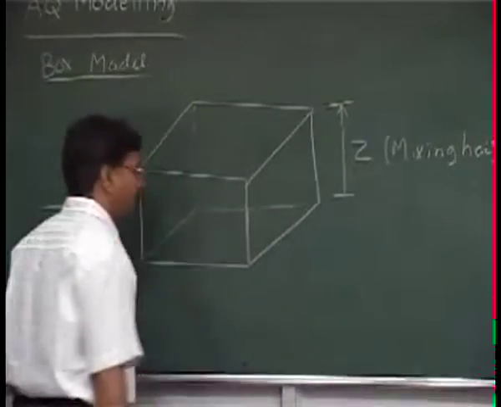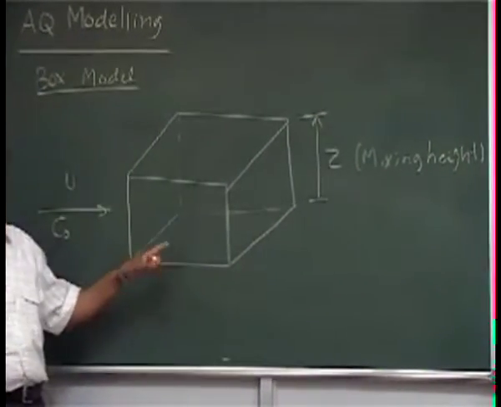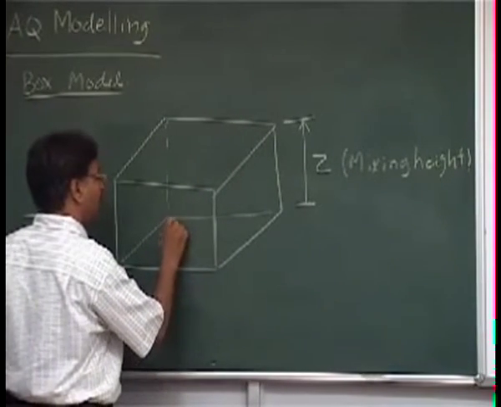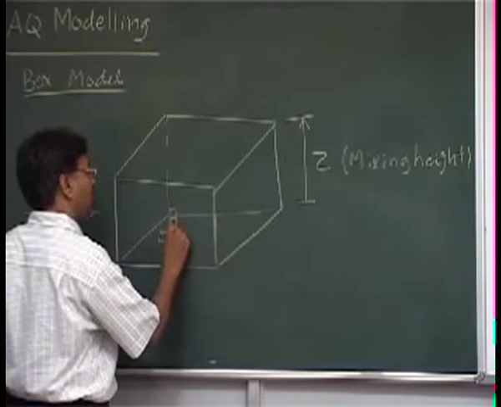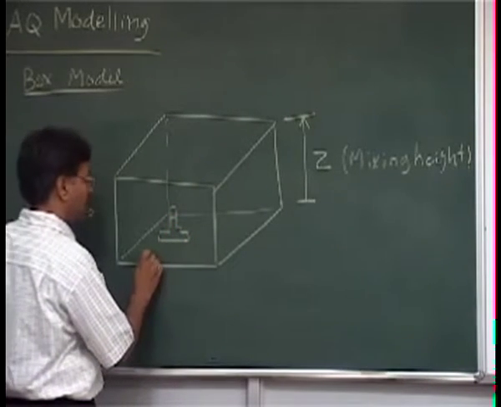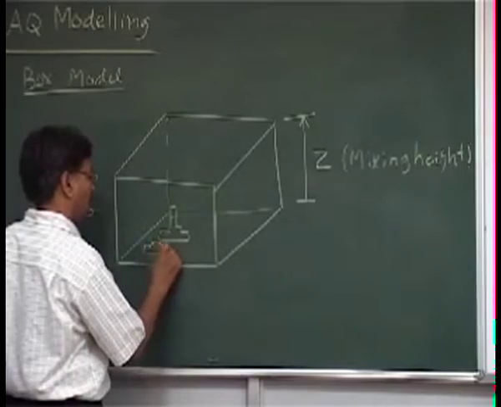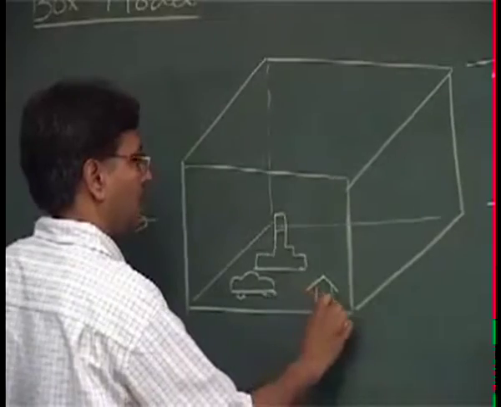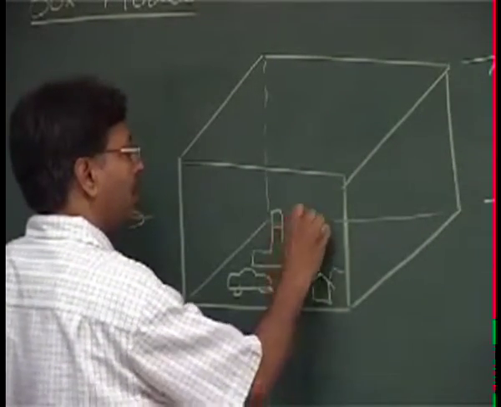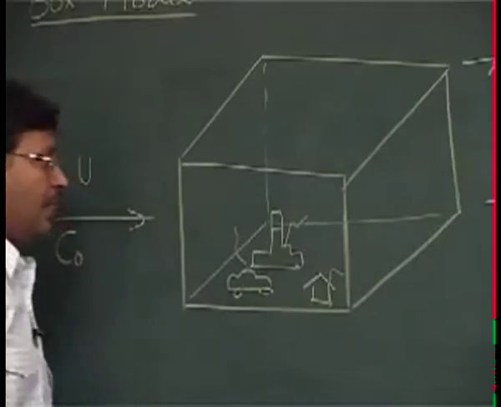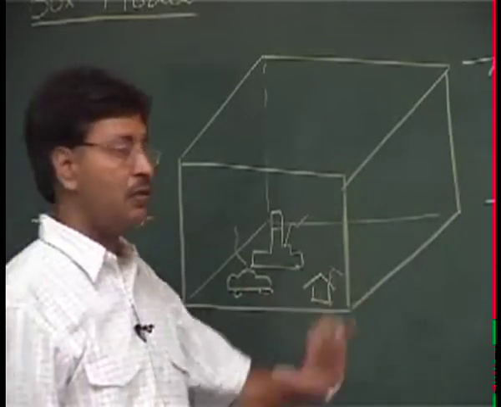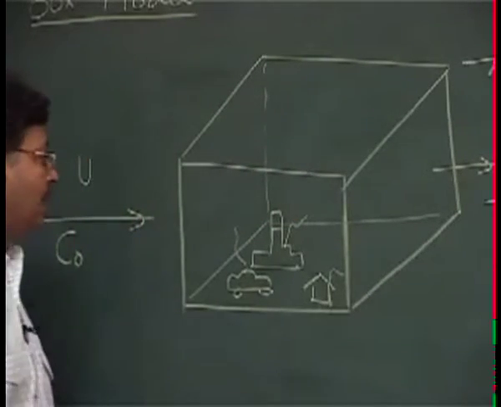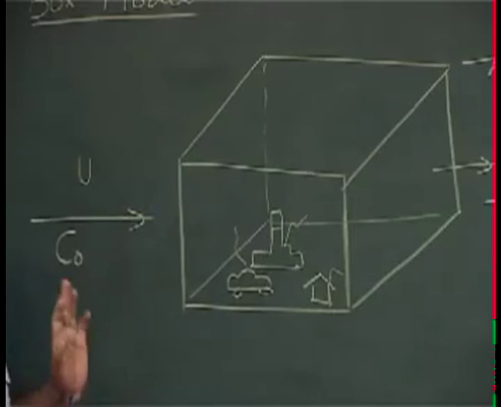You can also have some sources which are causing the pollution in the box. So suppose you have a factory, you have the cars, you have the houses, and all cause some kind of pollution. And then this air will flush out this place and that will go out. So I am interested in finding out the concentration inside the box.